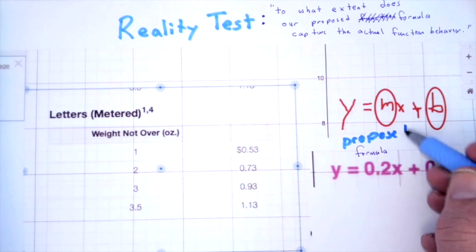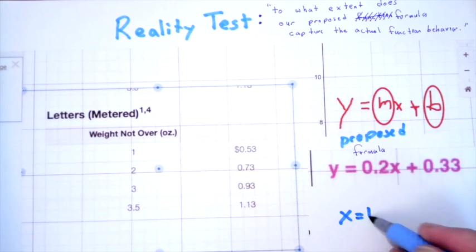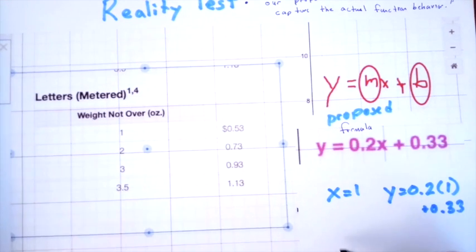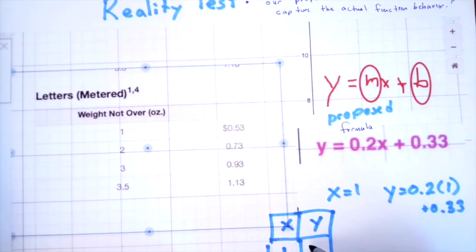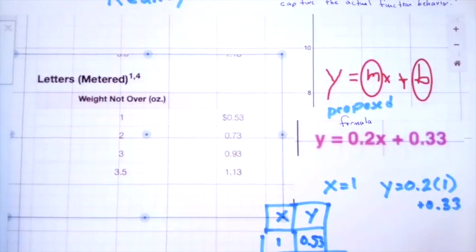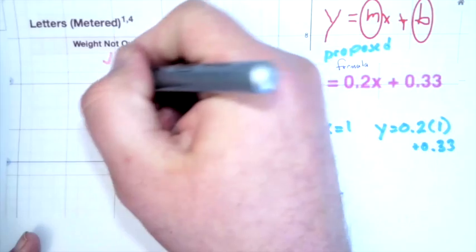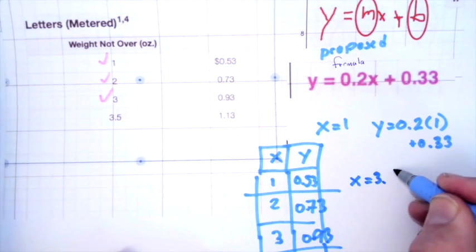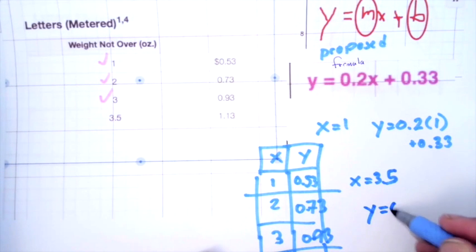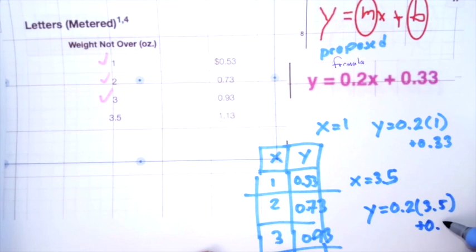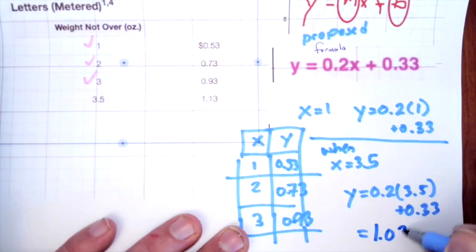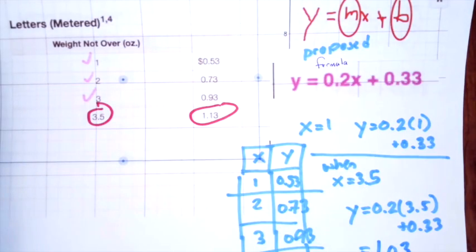So our proposed formula is linear, and when x is equal to 1, y will be equal to 0.2 times 1 plus 0.33. So when x is equal to 1, y is equal to 0.53. And then I do that for the other values as well. And if I calculate, so far, so good, it does match at these particular points. When we do x equals 3.5, what does our proposed formula give us here? The y value would be 0.2 times 3.5 plus 0.33, which will be equal to 1.03. The formula that we've proposed doesn't match the actual function behavior.